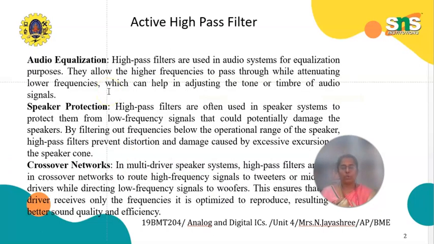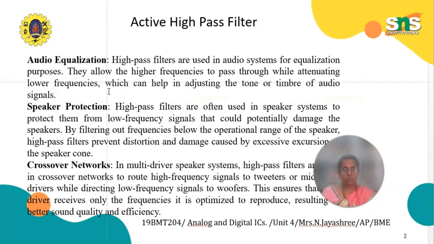First one, audio equalization. High pass filters are used in audio systems for equalizing purposes. They allow the high frequencies to pass through while attenuating low frequencies, which can help in adjusting the tone or timbre of the audio signals. Next one, speaker protection. High pass filters are often used in speaker systems to protect them from low frequency signals that could potentially damage the speakers, by filtering out frequencies below the operational range of the speaker. High pass filters prevent distortion and damage caused by excessive excursion of the speaker cone.